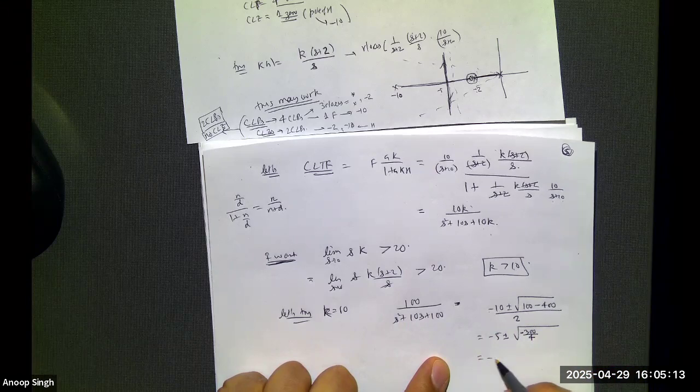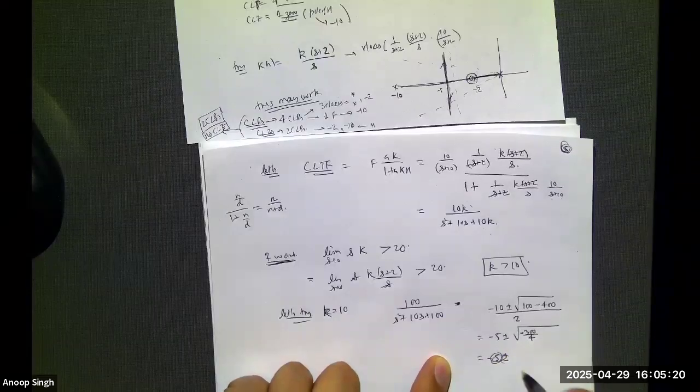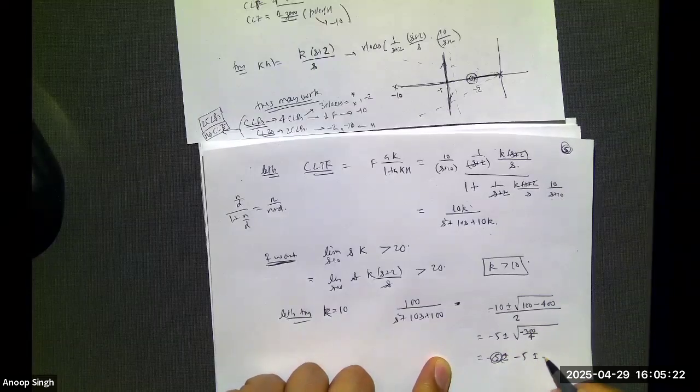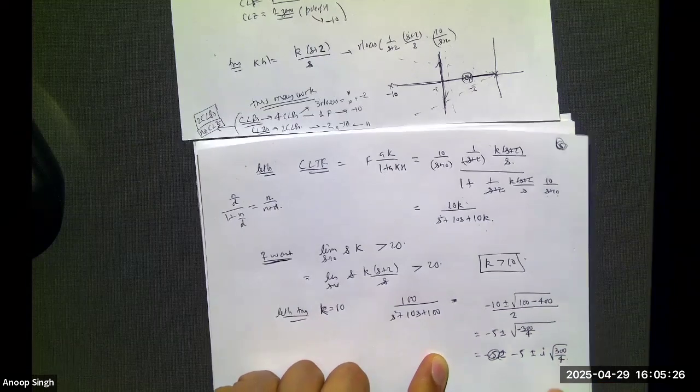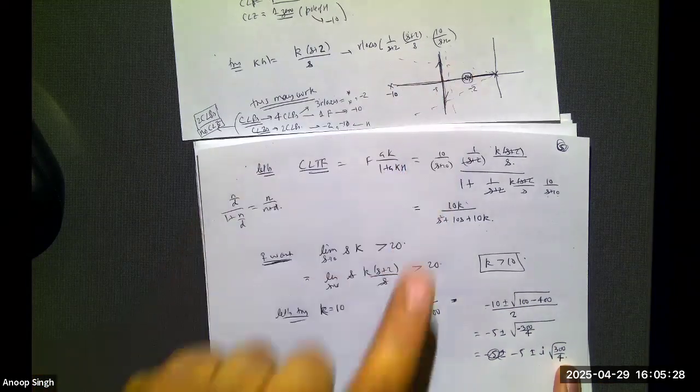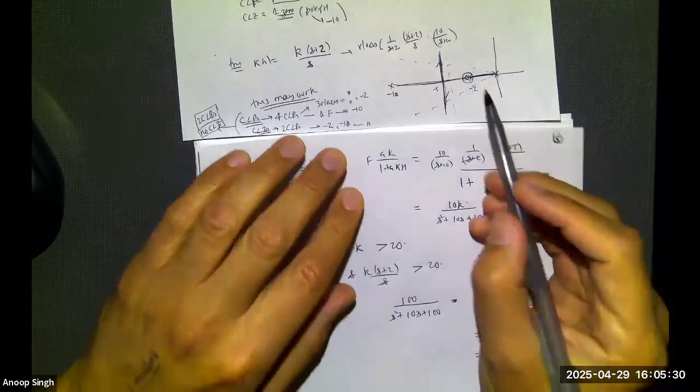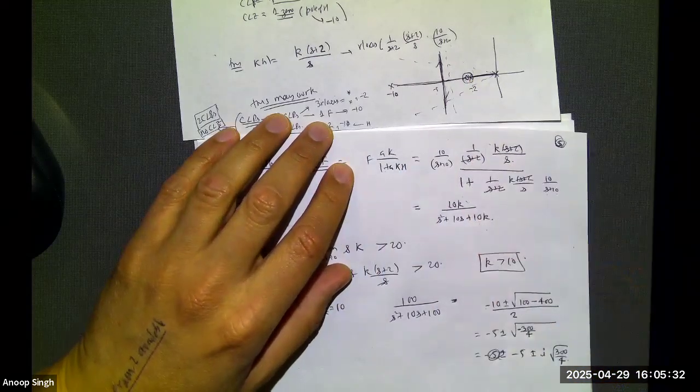I need that number. I really want this to work out. You know what? It is a number. I don't care. Minus 5 plus or minus i times the square root of 300 over 4. How do I know that it's going to be in the region or not? We can check that angle thingy.